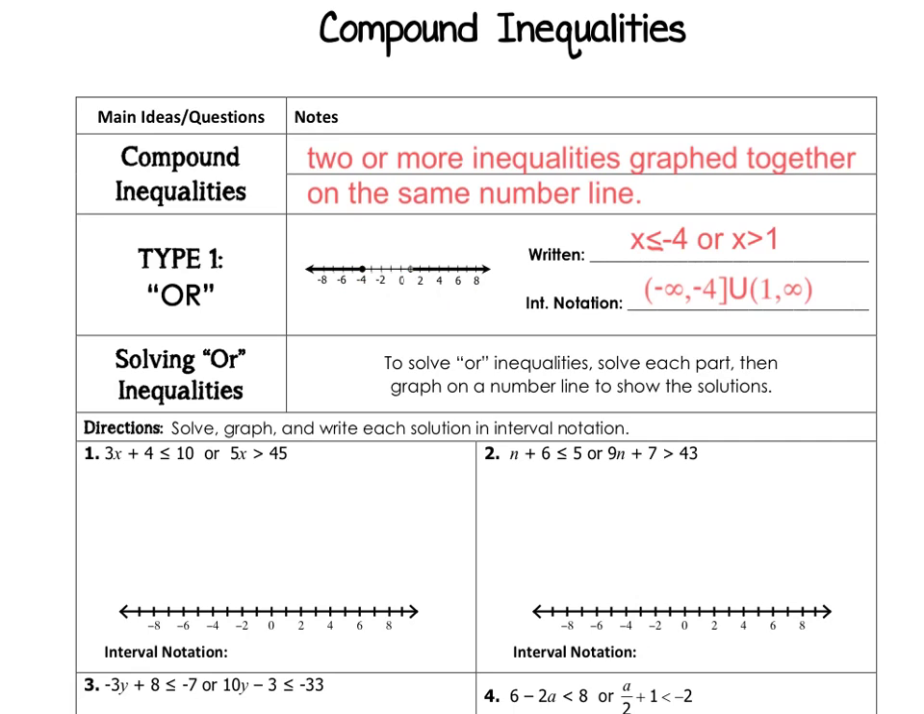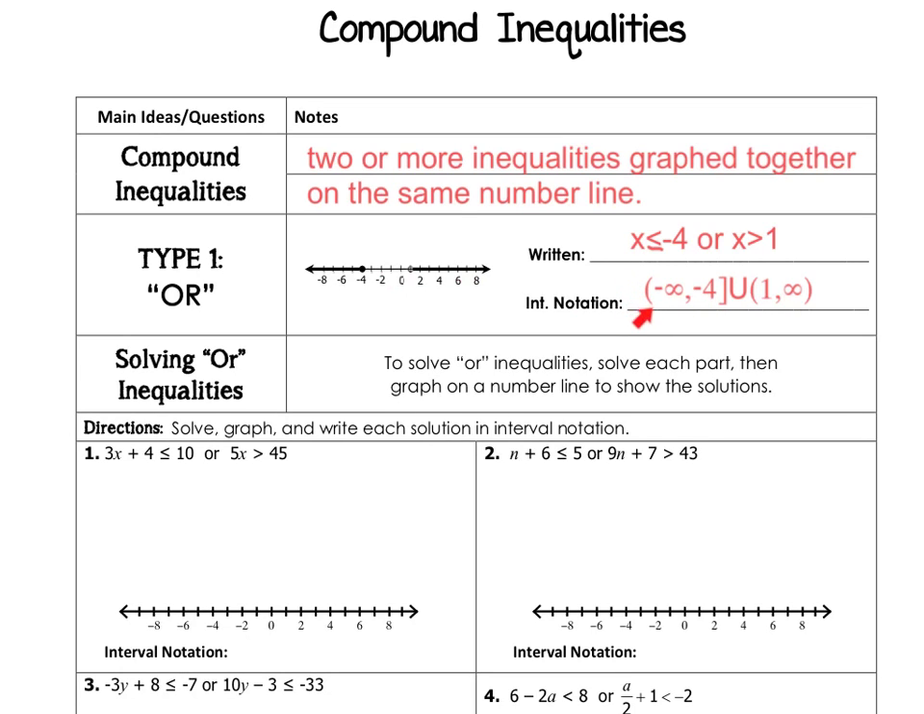So we're saying that x is less than or equal to -4, and we know that it's equal to because we have the closed circle and it's heading in the less than direction, or we can have x is greater than 1. So 1 is not included, which is why we have the open circle, but all the numbers greater than 1 are included. So this is how it's written algebraically. And then in interval notation, we write it this way.